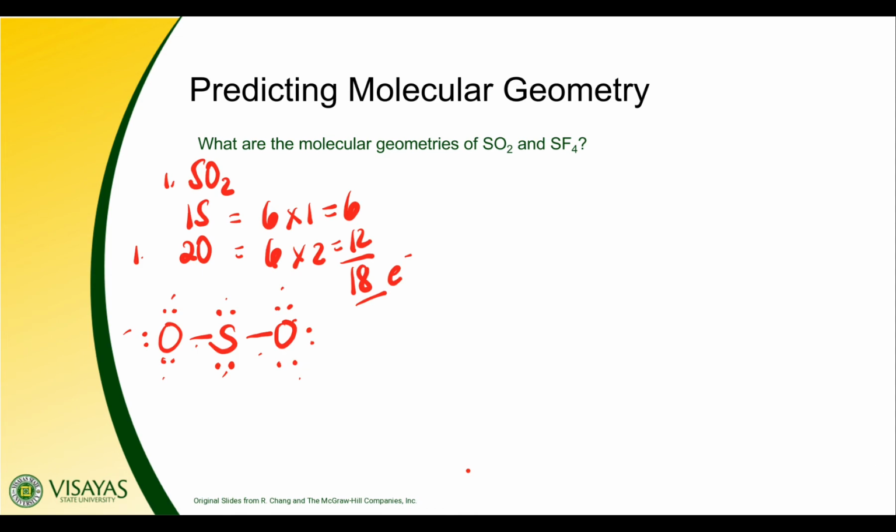Again, we remove the lone pairs. For example, if we form the double bond between this sulfur and this oxygen atom, we remove a lone pair of each, and then we form the double bond.